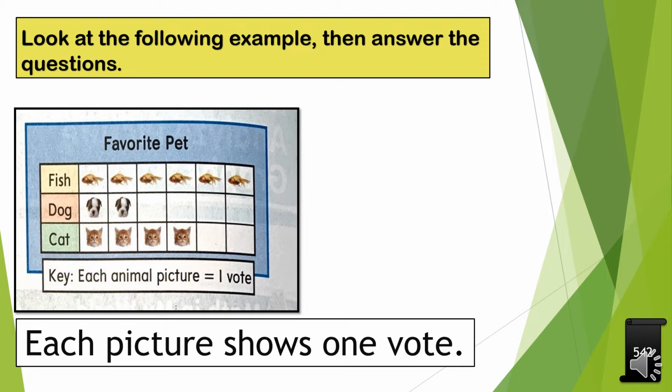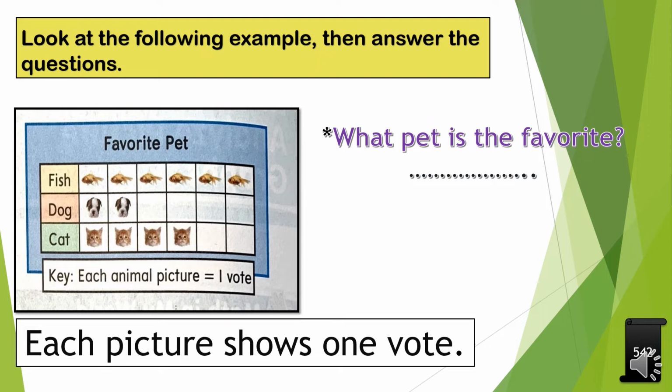Now let's do the guided practice, page 542. Look at the following example, then answer the questions. The given example here is a picture chart for favorite pet. Let's see the questions. Question number 1. What pet is the favorite? Here you are asked to write the name of the pet, not the number. The pet which has the most number of votes. For example, the fish has 6 votes, the dog has 2, and the cat has 4. So which one has the most number? Please write the answer.